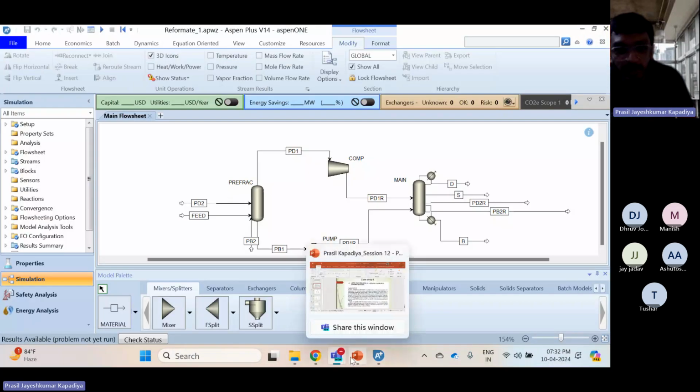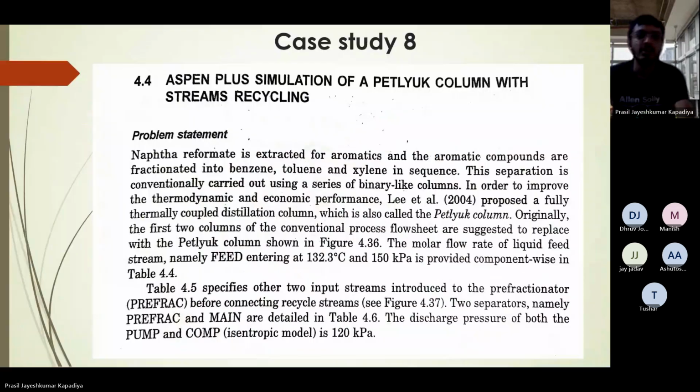Let's first read the problem statement. The last case study: Aspen Plus simulation of a Petlyuk column with streams recycling. There are multiple recycles here. Naphtha reformate is extracted for four aromatics, and those aromatic compounds are fractionated into benzene, toluene, and xylene in sequence.